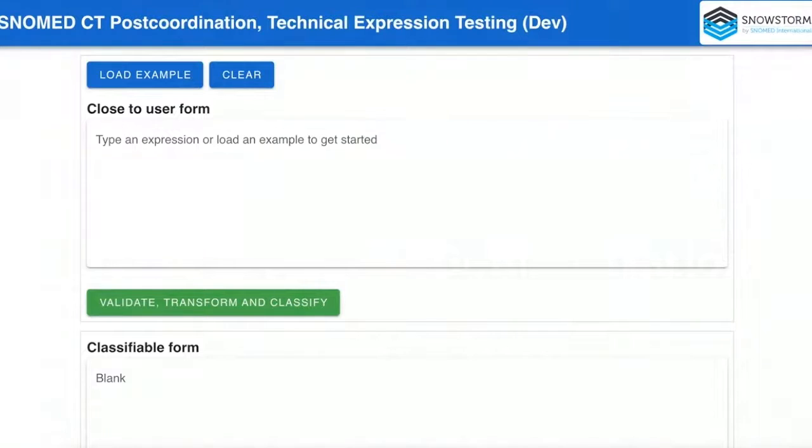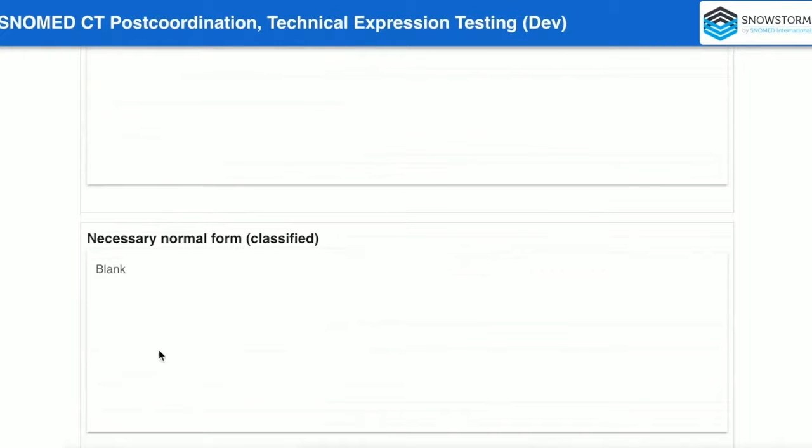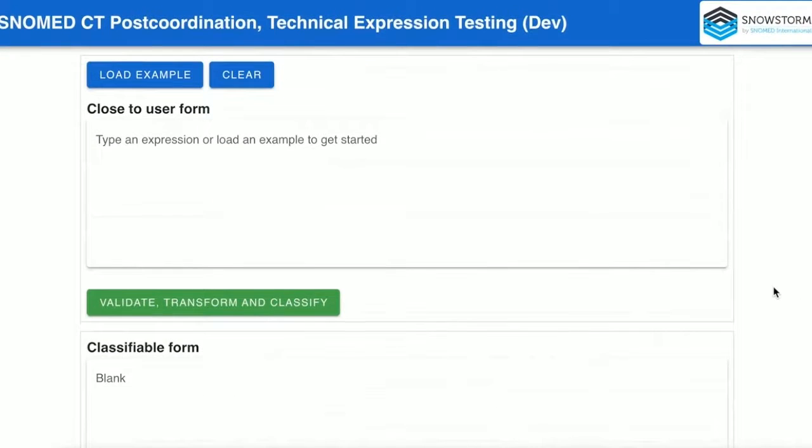Thank you, Linda. So here we have an implementation that can demonstrate the transformation and classification of post-coordinated expressions. It takes a close to user form in this area. It applies the generic transformation using the machine readable concept model to give the classifiable form. And finally, it classifies and produces the necessary normal form in near real time to be used for semantic querying and data analytics. This user interface is purely for technical demonstration. It's obviously not intended for use by clinicians or other end users.